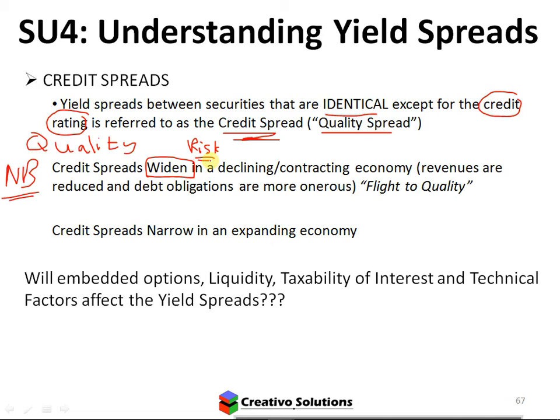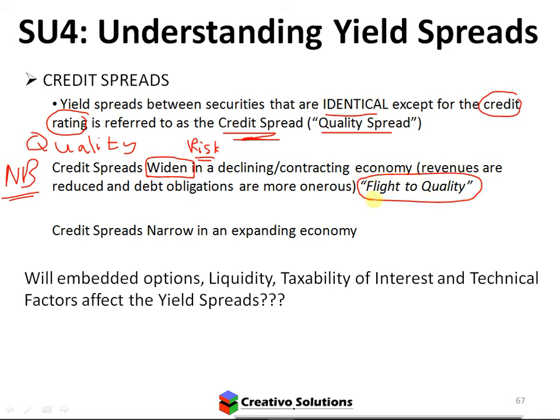Credit spreads widen in a declining or contracting economy. Why? There's a flight to quality. If there's a recession, do people want risk or they don't want risk? They don't want risk. In a recession, people are conservative, so people don't want bonds in, let's say, a high risk type of environment. People want bonds in low risk. And that's why they talk about this as being a flight to quality.